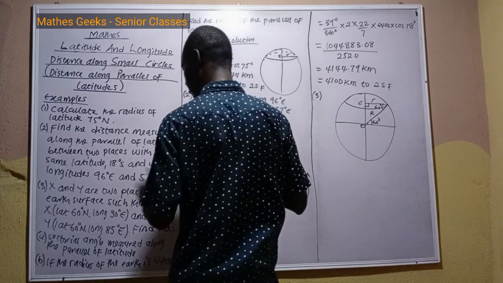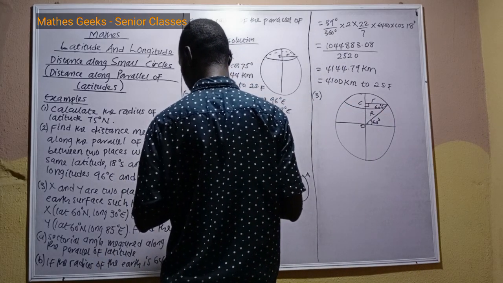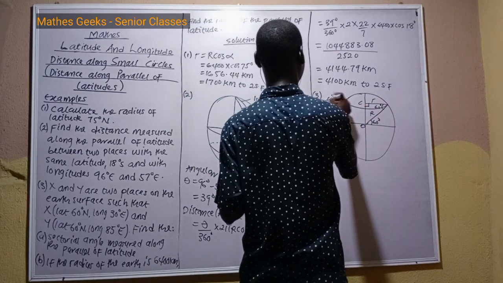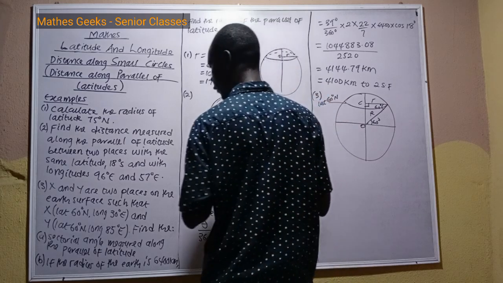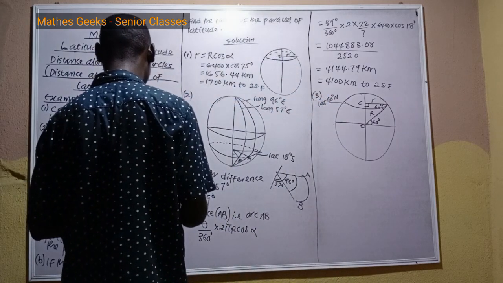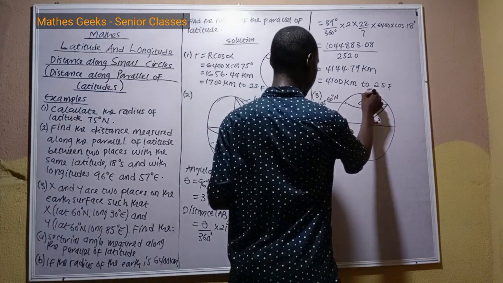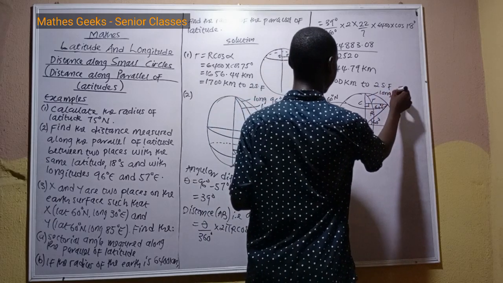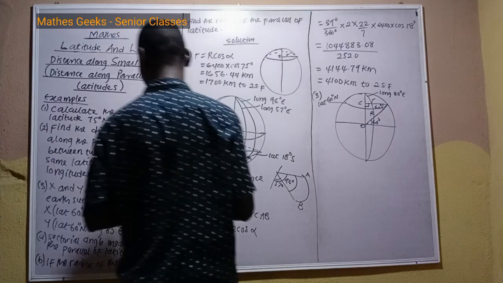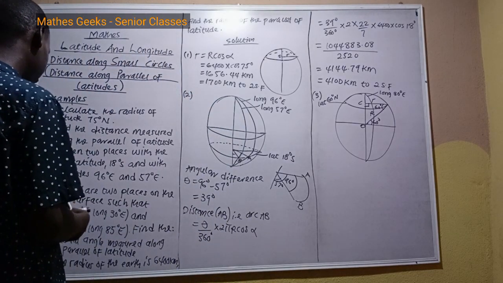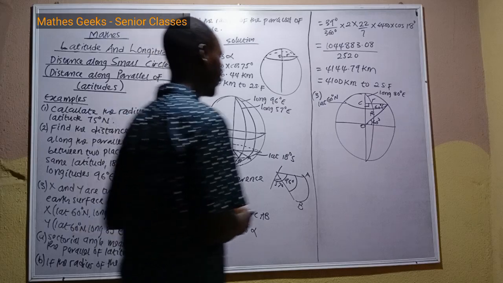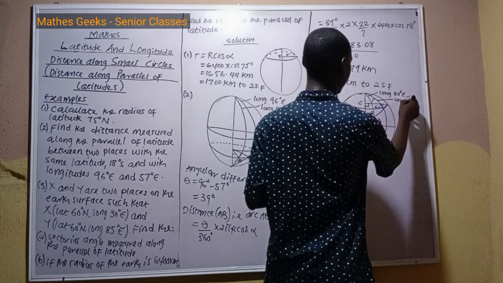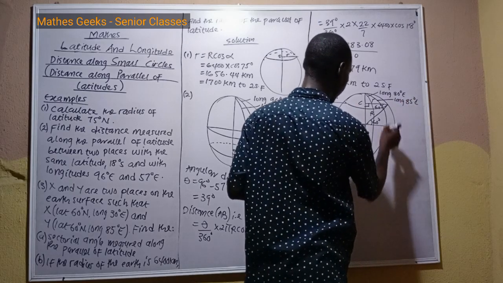Now the question says X and Y are two places on the Earth's surface such that X is latitude 60 degrees north, longitude 30 degrees east. So this is longitude 30 degrees east, and that's for X. Then Y, latitude 60 degrees north, longitude 85 degrees east. So this line is longitude 85 degrees east. So we have 2 points.